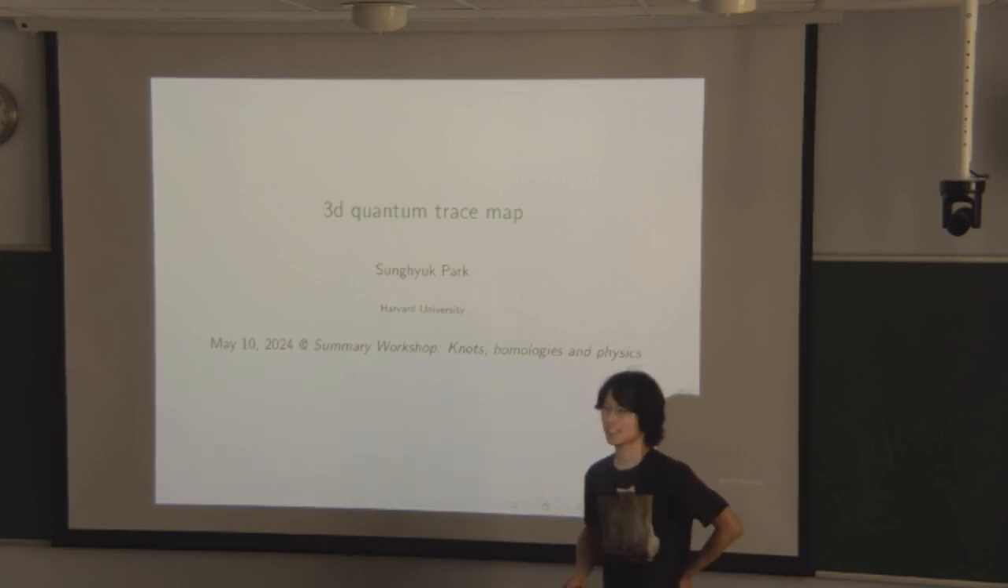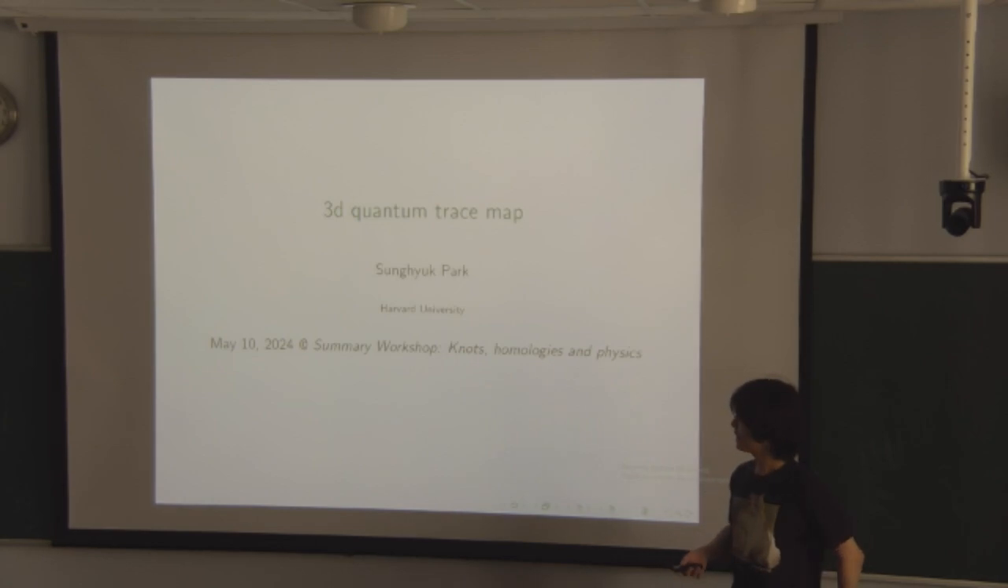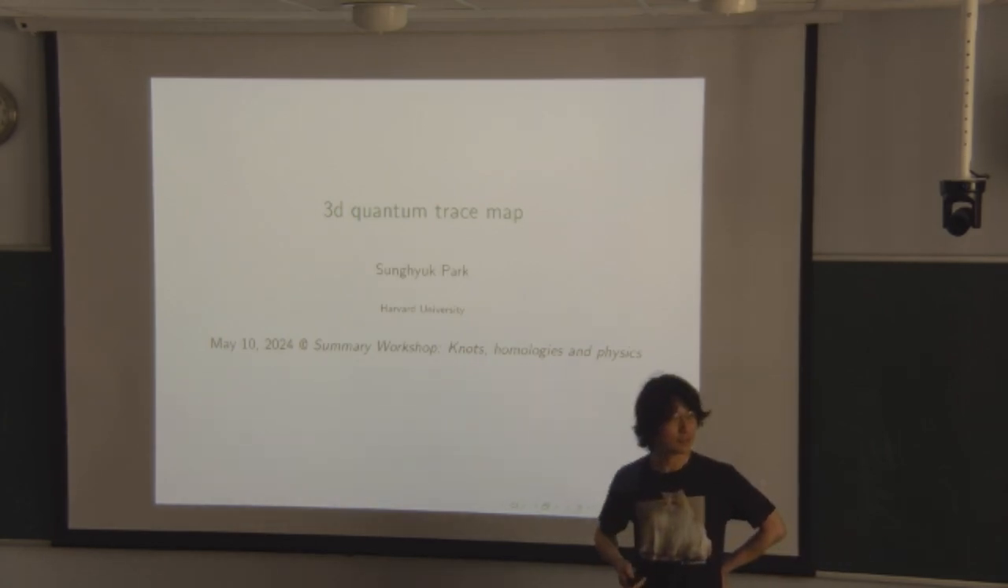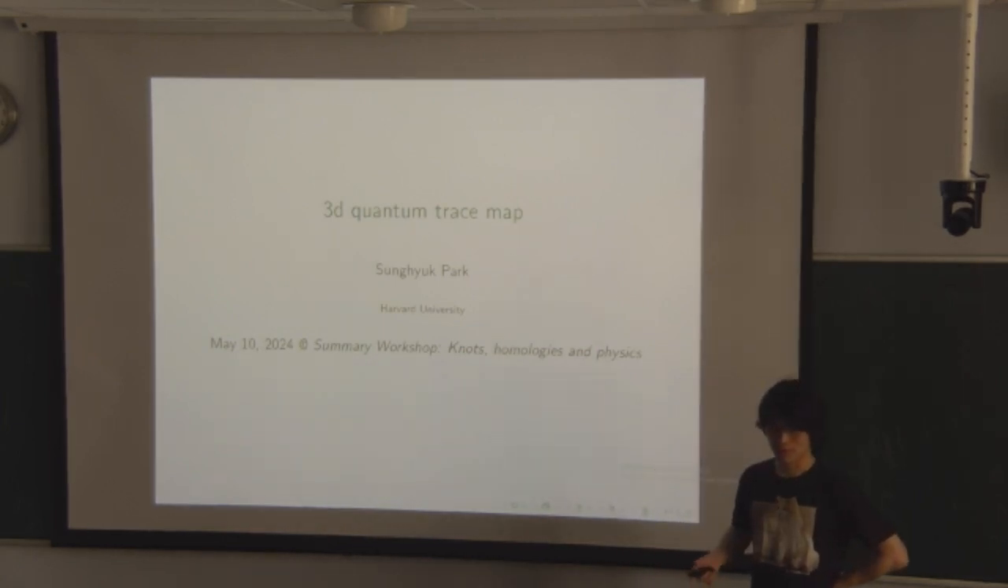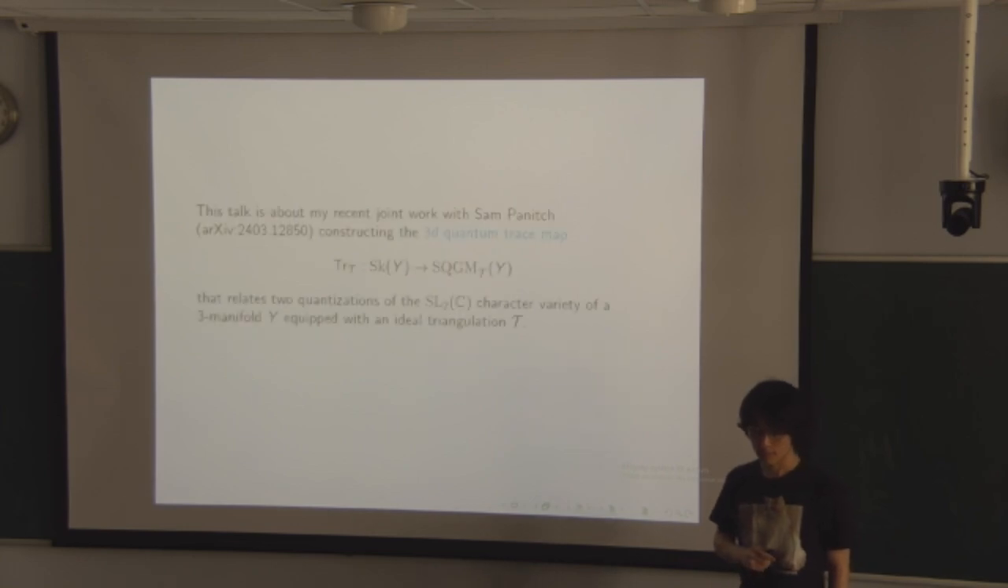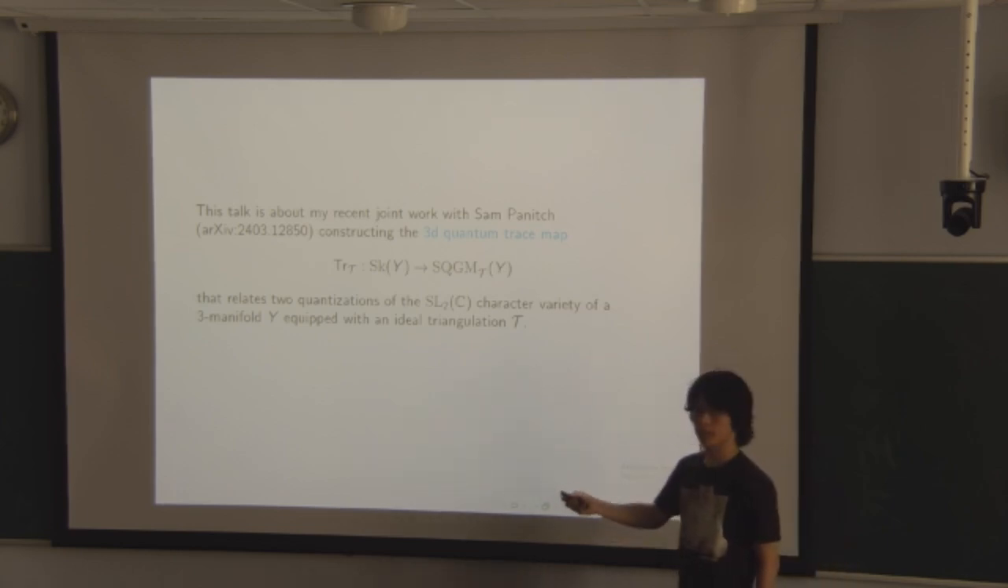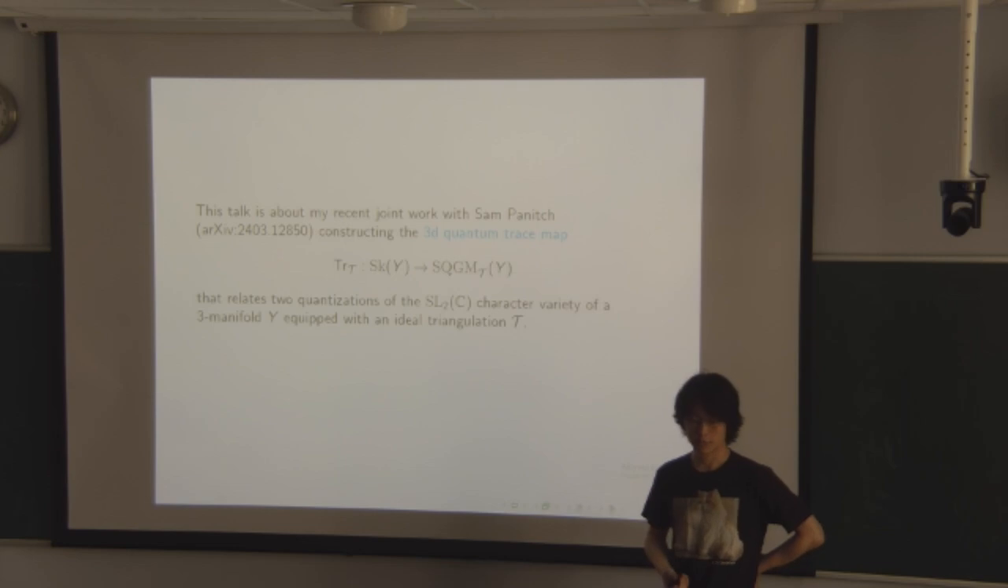Thanks for the introduction and thanks for inviting me to speak here. So in this talk, I want to talk about my recent joint work with Sam Panitch, constructing the 3D quantum trace map. It's this homomorphism that relates two different quantizations of the character varieties of three manifolds.